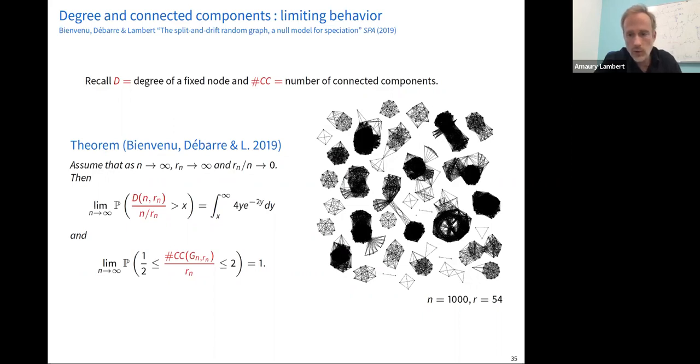And so you can see a simulation on the right where n is large, R is large but much smaller than n. And you see that you have approximately n over R connected components where the degree of each node is of the order of R, and each node is connected to n over R other nodes. And so you see that this very simple model gives a very clear prediction on the number of species, and it says that basically this number of species should not depend on the total number of individuals or particles in the metapopulation, but only on the rate of reproductive isolation.